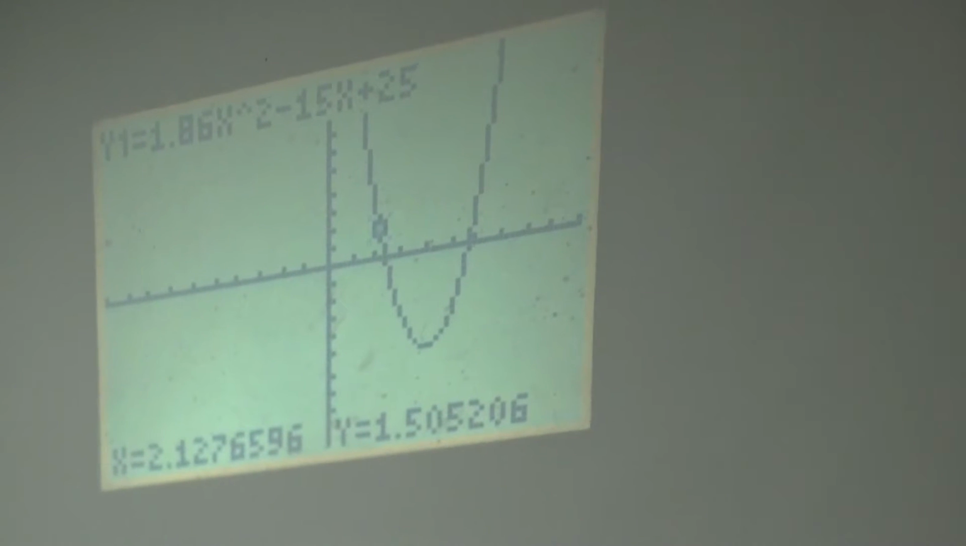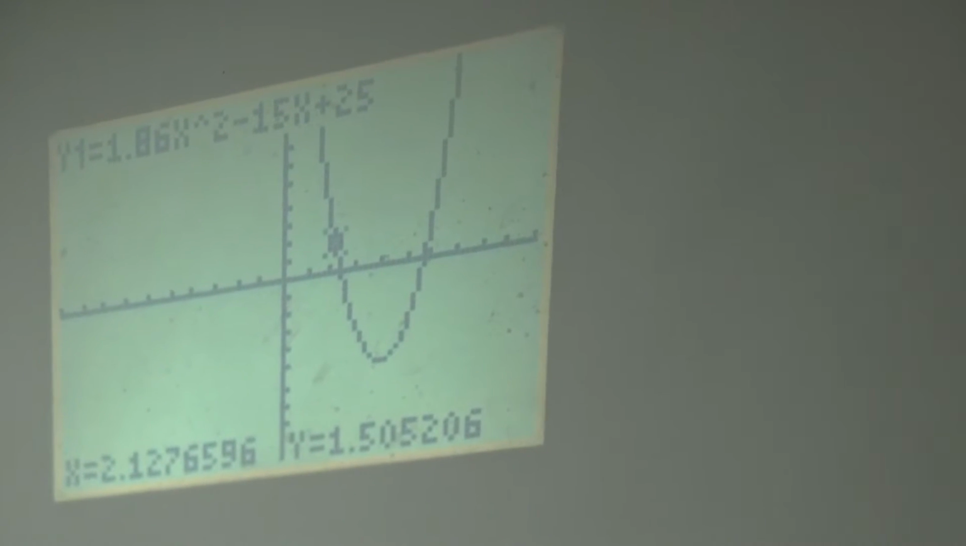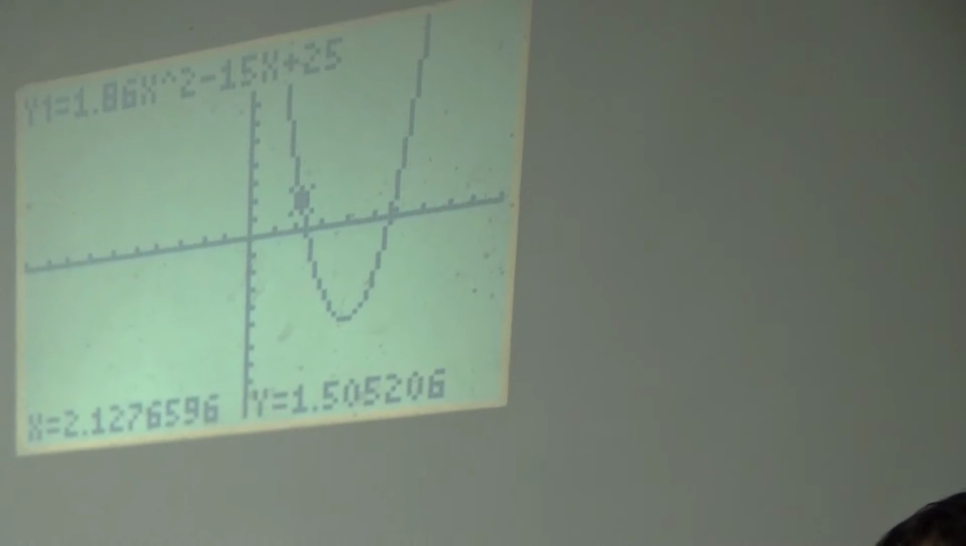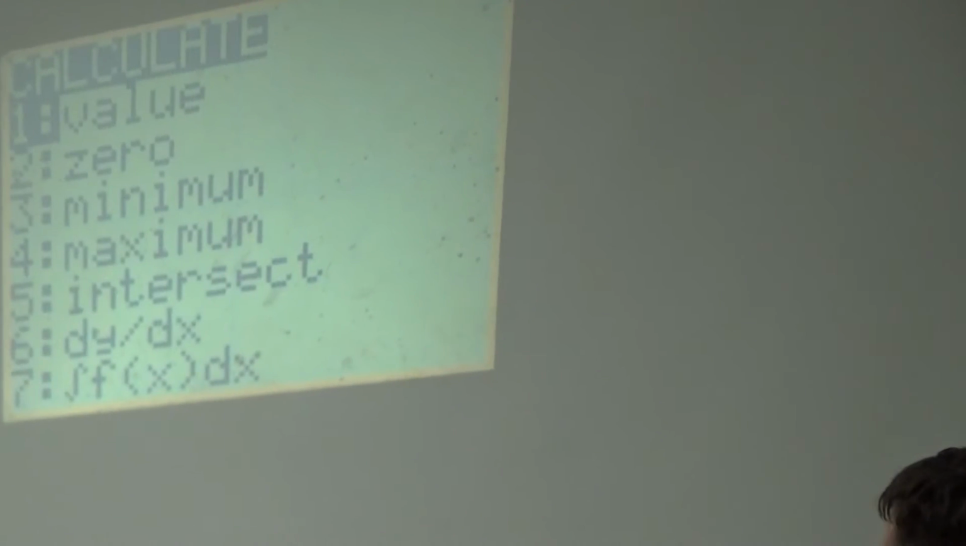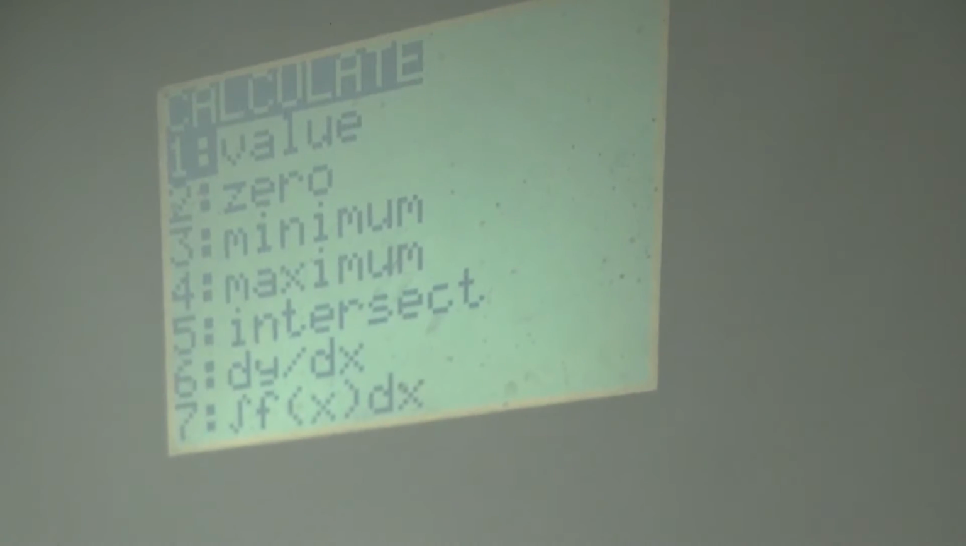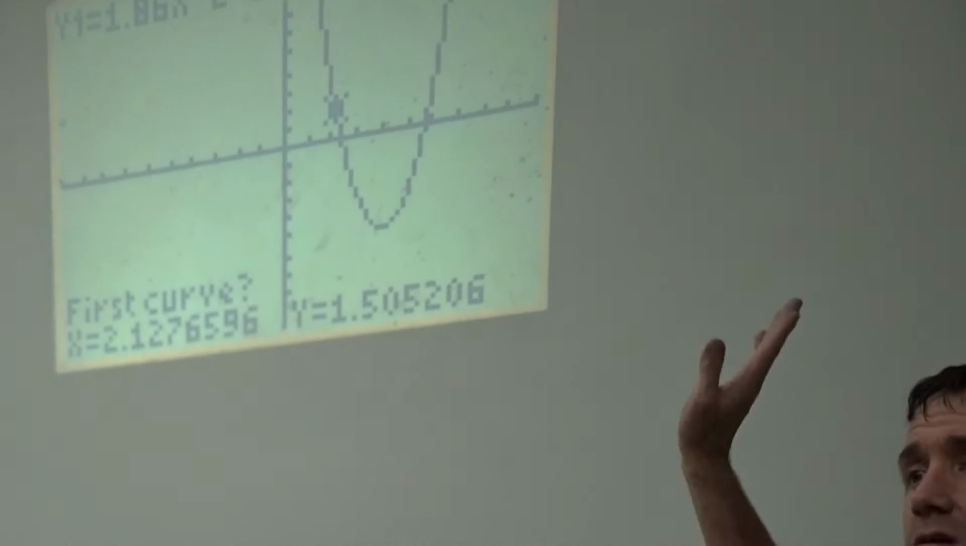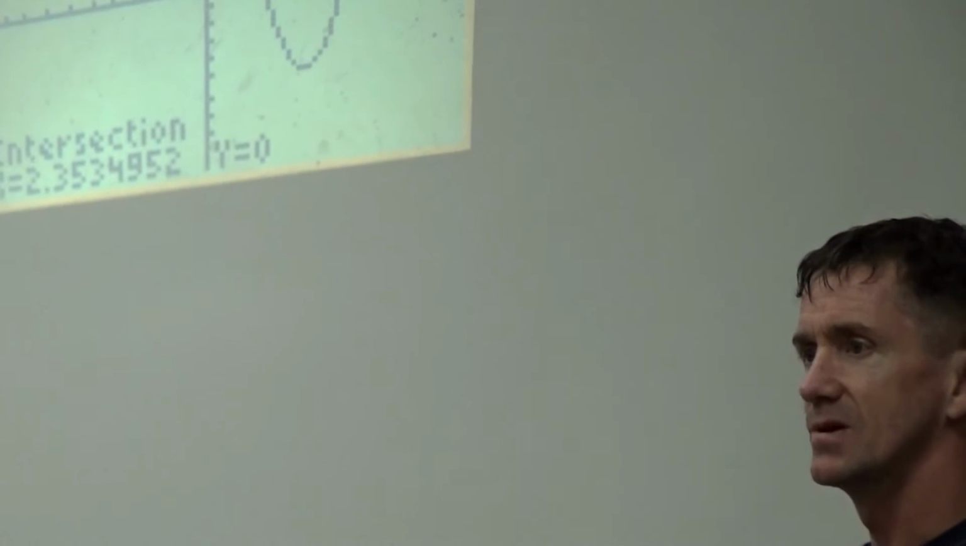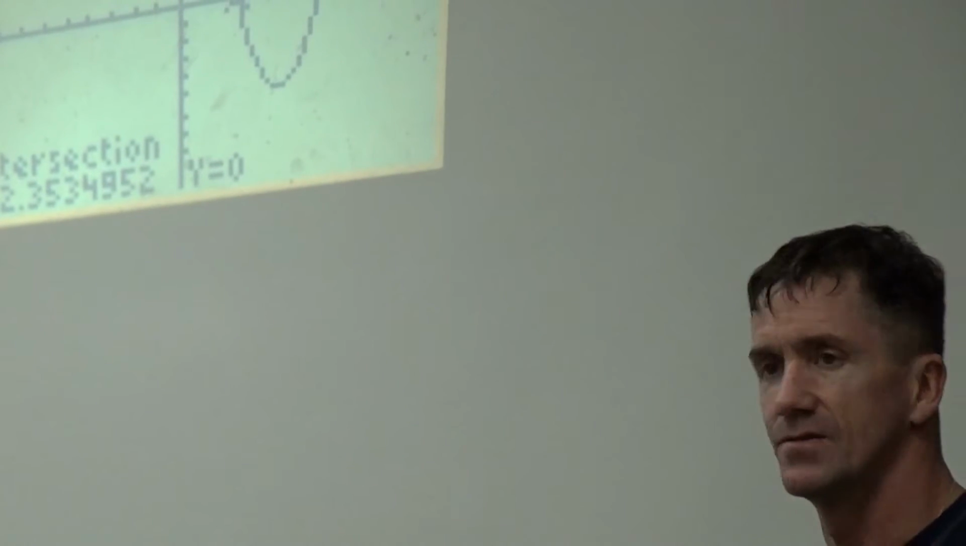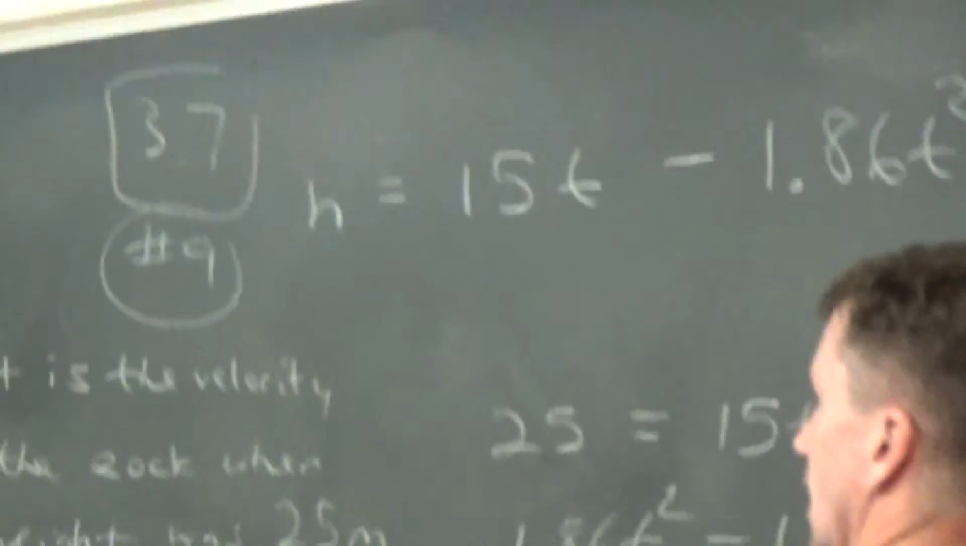So I do this, and I hit trace, and I get it close to the answer. That's close enough. Now I go to second trace, which is calc. Which one's intersect? 5, hit 5, and I just hit enter, enter, enter. What's the answer? 2.34952. All right, done. There it is. Now, is that the time when it was on the way up?